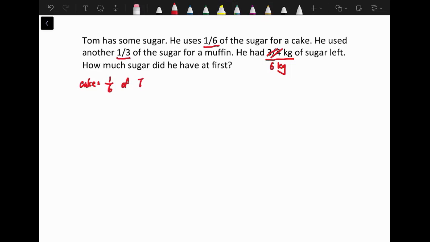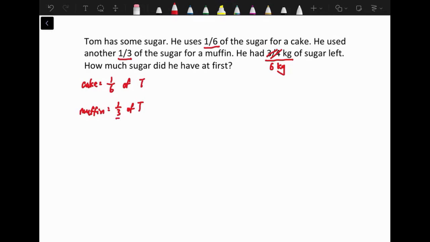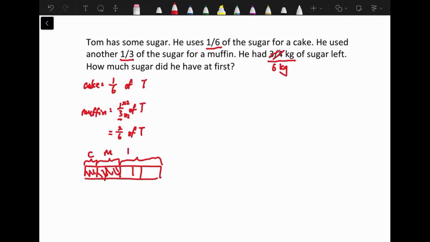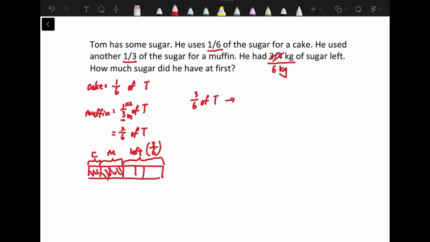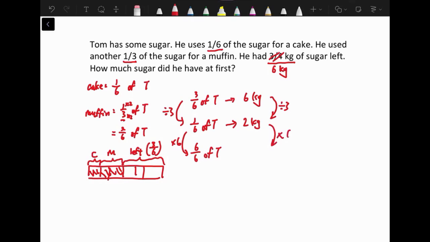So it might occur to you that you need to make the denominator the same here, since the total is referring to the same thing, which is the amount of sugar he had at first. Then you can find the fraction that he had left. Since this 3/6 of the sugar he had at first is 6 kg, you can find 1/6 and then 6/6. Now that we have the method, change the numbers back to fractions and solve.